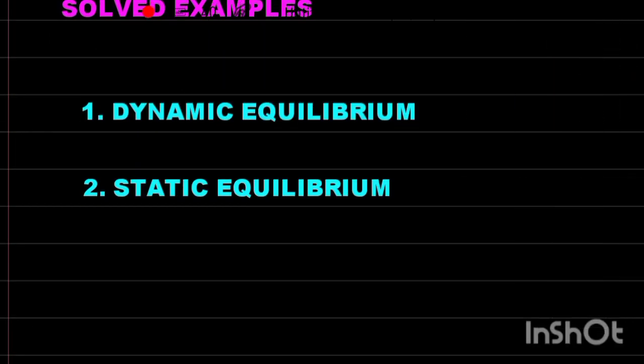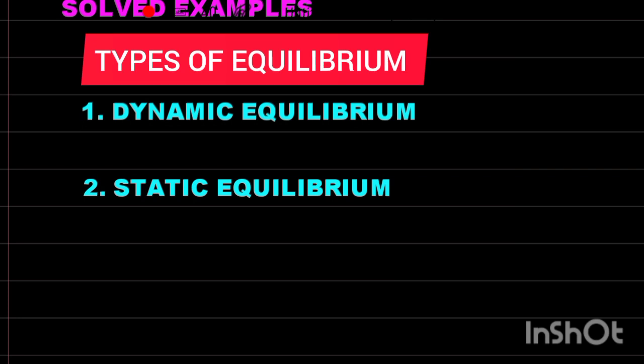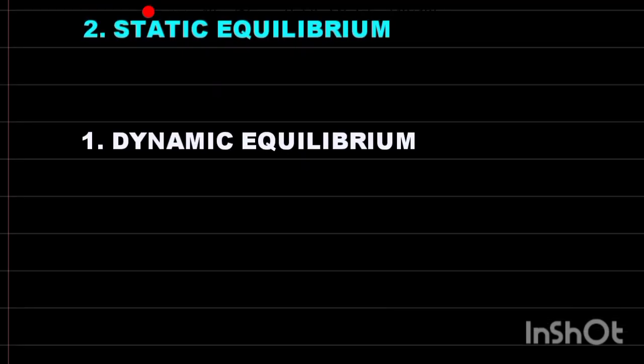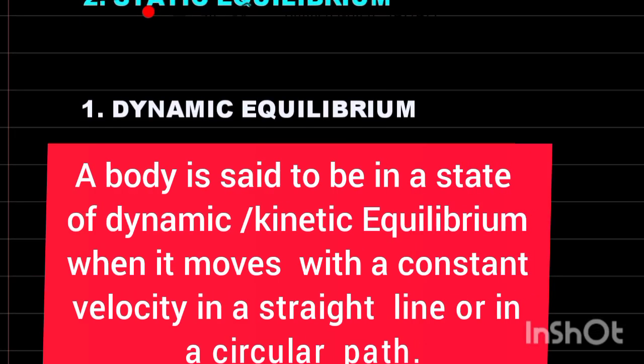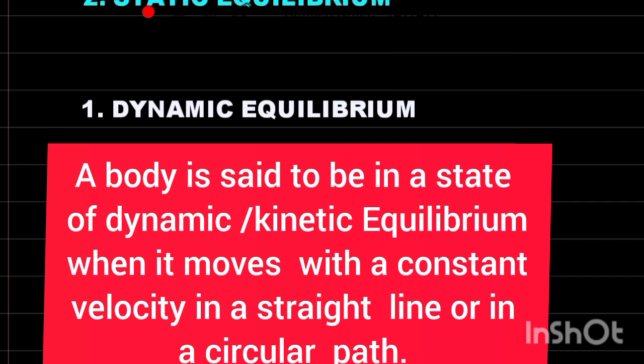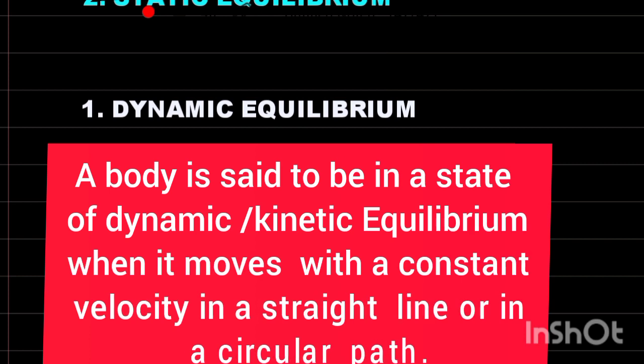So let's look at the two types of what? Equilibrium. We have the dynamic equilibrium and we have the static what? Equilibrium. What is dynamic equilibrium? A body is said to be in a state of dynamic equilibrium when it is moving with a constant velocity, either on a straight line or in a circular path. So that's the definition of dynamic equilibrium.